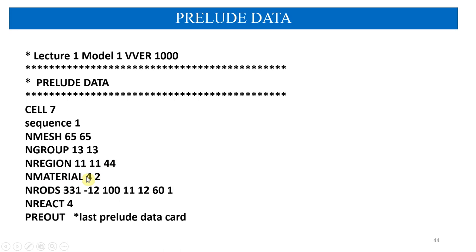And I have four materials, as we mentioned before. Two of them are fuel: material one and material three. Material one contains uranium only, and material three contains uranium with burnable absorber. So I have two fuel materials. Number of rods: if I add all the subrods, the number of subrods inside the one fuel assembly, this is the number, which is 331 rods inside one assembly.